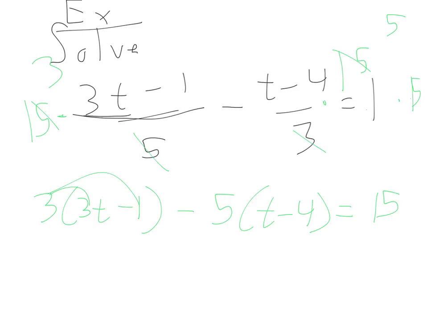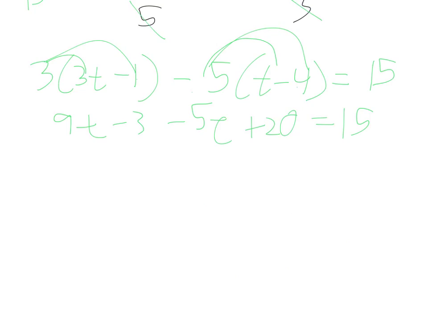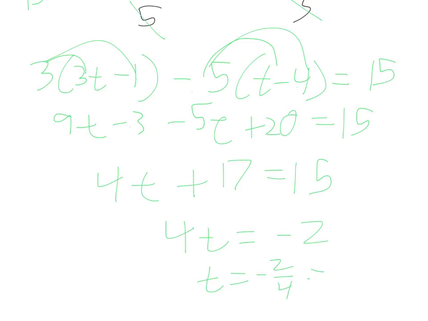So 3 times 3t is 9t. 3 times minus 1 is minus 3. Then you can distribute the minus 5 in. It'd be minus 5t, and then minus 5 times minus 4 would be plus 20, equals 15. Now combine like terms: 9t minus 5t is 4t, minus 3 plus 20 is plus 17, equals 15. That tells you that 4t, if you subtract 17 from both sides, is equal to minus 2, and t would be minus 2/4, which reduces to negative 1/2.